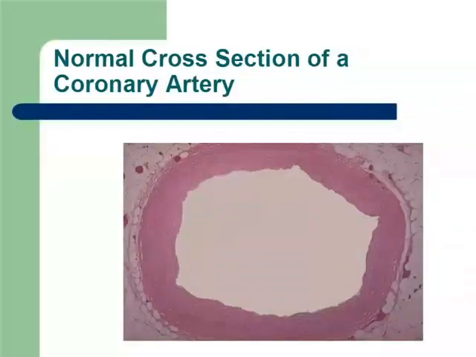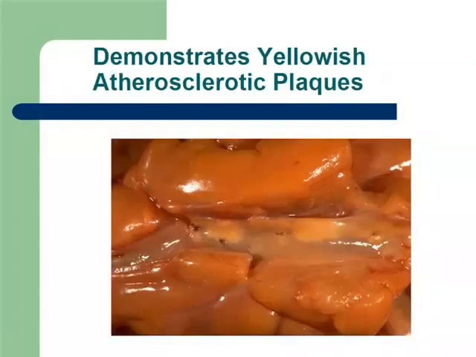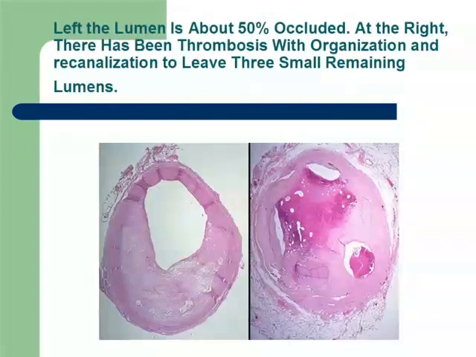Here's a picture showing a normal cross-section of a coronary artery. This is showing the yellowish atherosclerotic plaques that can be in the blood vessel wall. Now here, the left lumen, the vessel on the left, is about 50% occluded. At the right, there's been thrombosis with organization and recanalization. In other words, there's still some open, to leave 3 small remaining open lumens. And you can see, here's one, and here's one.